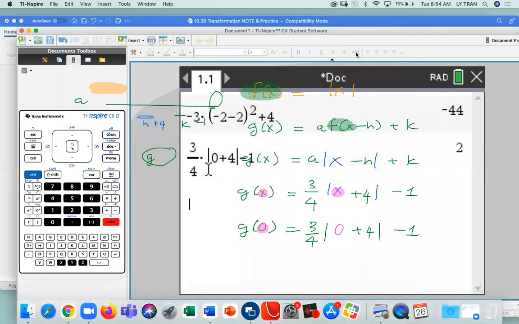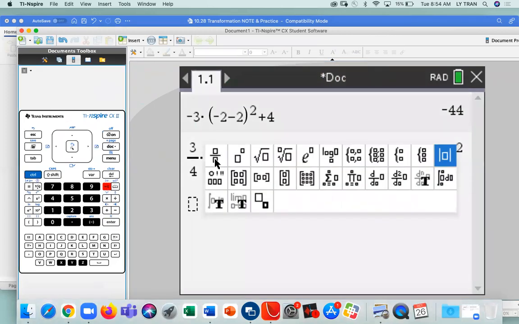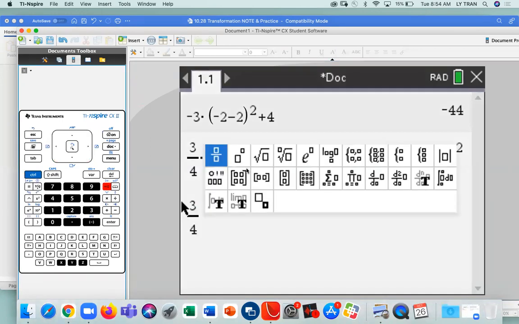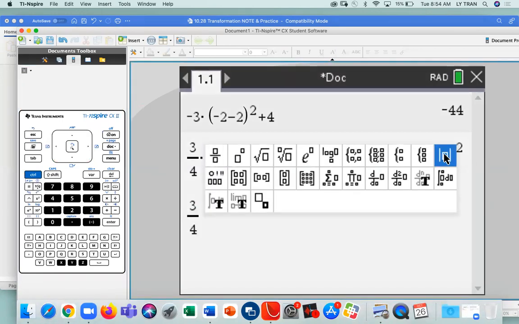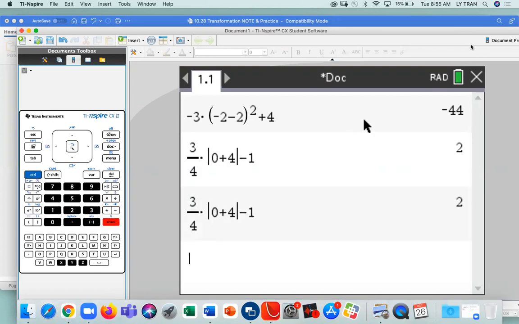So that's how you do that. Let me do it one more time, just to make sure that you know the steps. To get the fraction, you can click on here or use control divide, but I'm going to click on here. So I'm going to get 3/4. I move the arrow to the side and I click on that again. I choose the absolute value, which is located right here. And then I put 0 + 4, just like the calculation. I get out of that absolute value. I put -1, and then I press enter, and then I will find my answer.